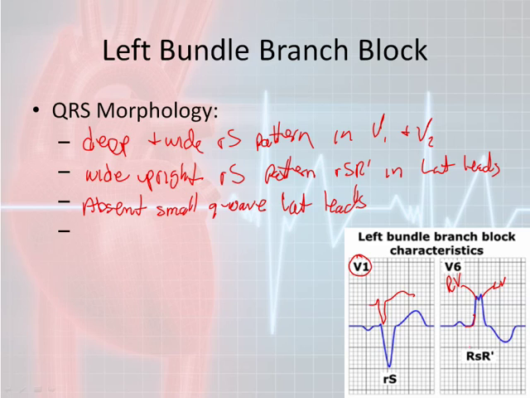So if you have a small Q wave in your lateral leads with this type of morphology, it's considered a nonspecific interventricular conduction delay. It is not considered a left bundle branch block. Sometimes you will also, depending on how bad the left bundle branch block is or the heart history, have a left axis deviation. This is just possible. This is not guaranteed. If you have a left bundle branch block with a normal axis, then you just have a left bundle branch block with a normal axis. But it could be possible that you could have a left axis deviation.